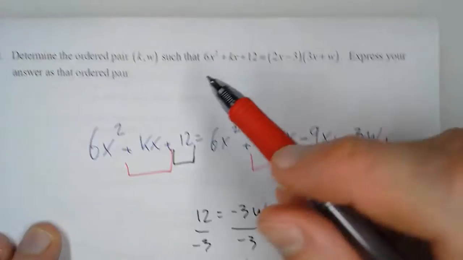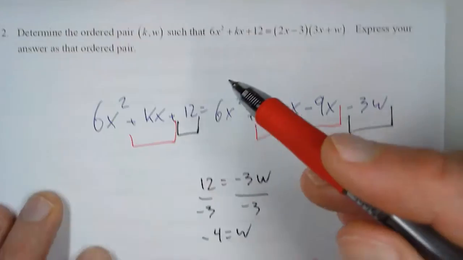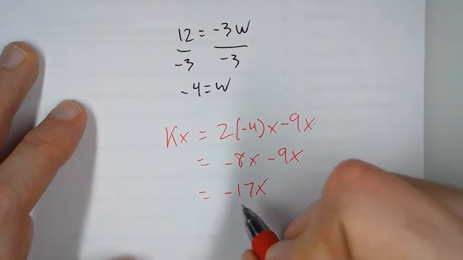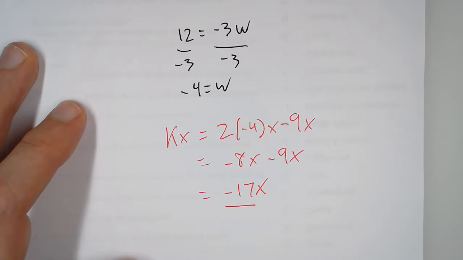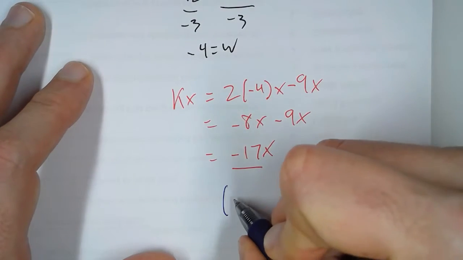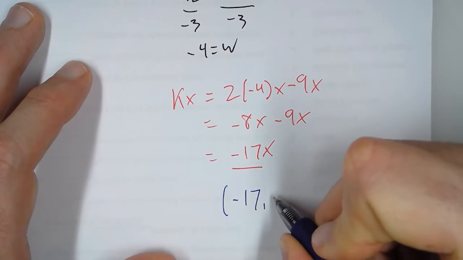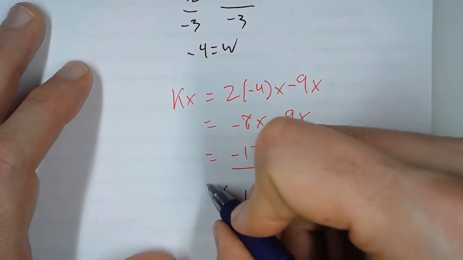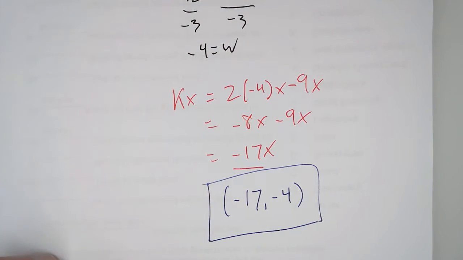So what we want is to write the ordered pair (k, w). So k is negative 17, w is negative 4. So our ordered pair is negative 17, comma, negative 4. There's our answer, and we're done.